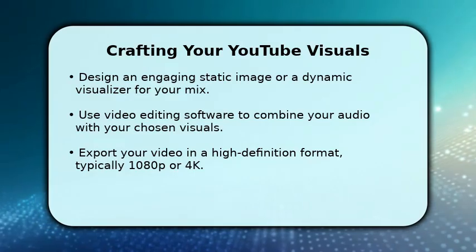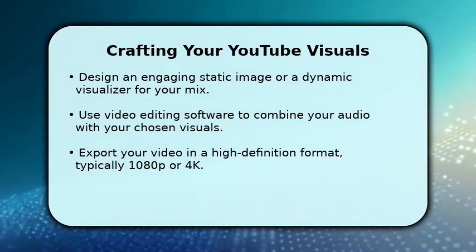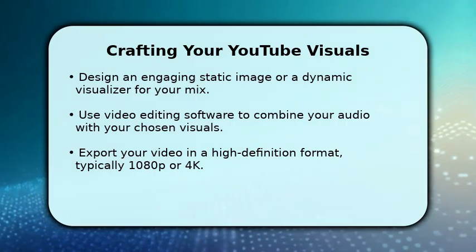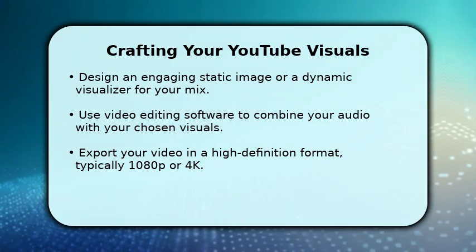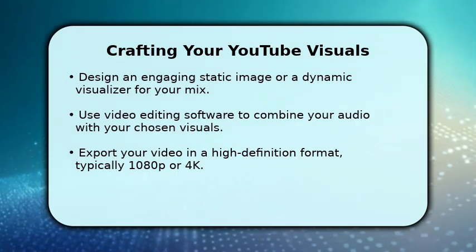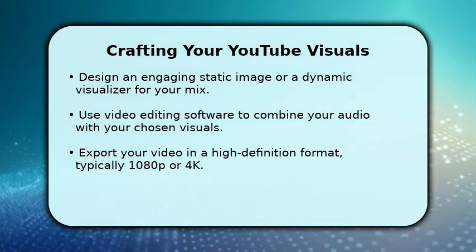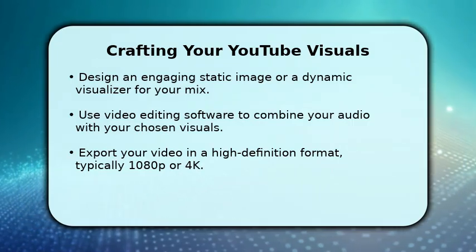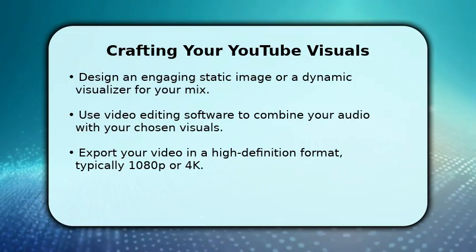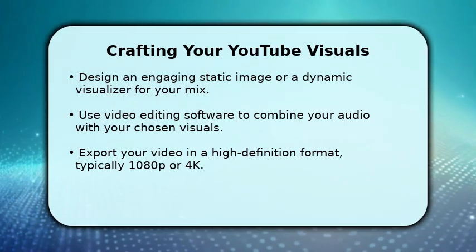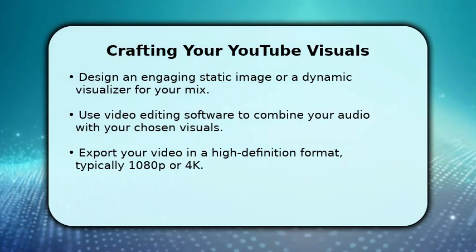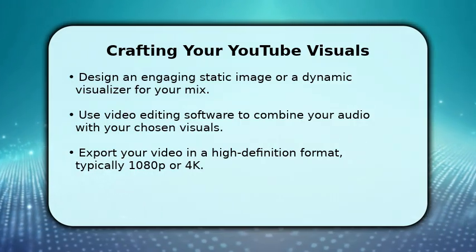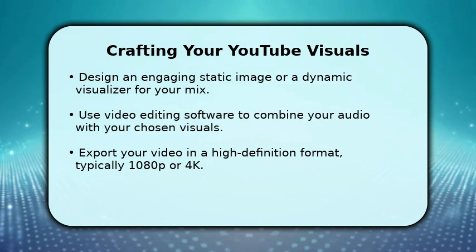Now, let's focus on the visual aspect of your YouTube mix. Design an engaging static image or a dynamic visualizer that complements your audio. You can use various software tools to create these visuals. Once ready, use video editing software to combine your audio with your chosen visuals, ensuring perfect synchronization. Finally, export your video in a high-definition format, typically 1080 pixels or 4K. For the best viewer experience, this step ensures your mix looks as good as it sounds.